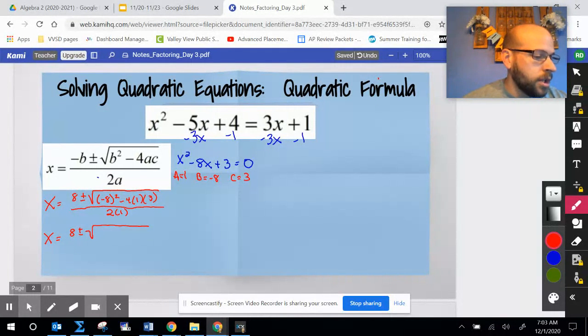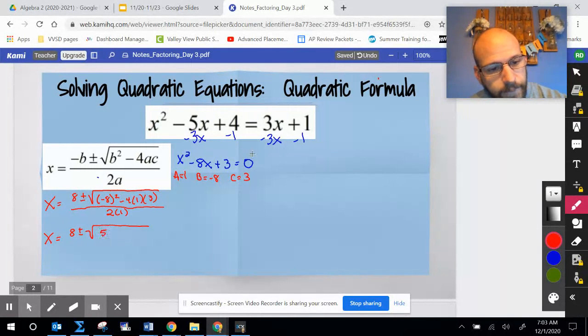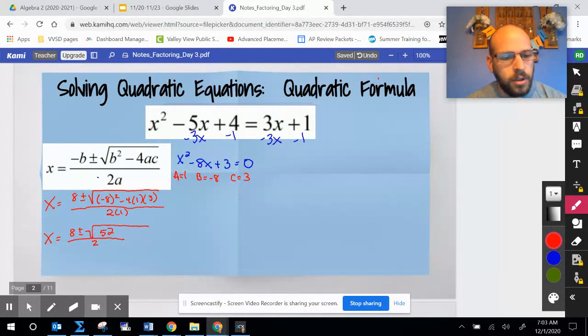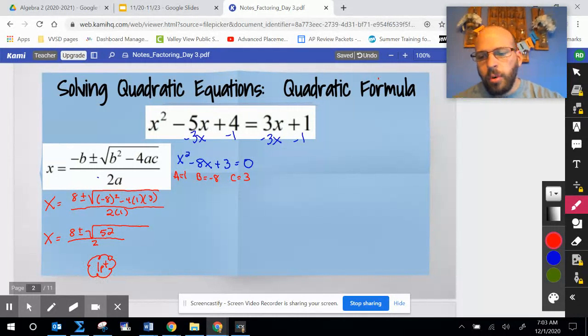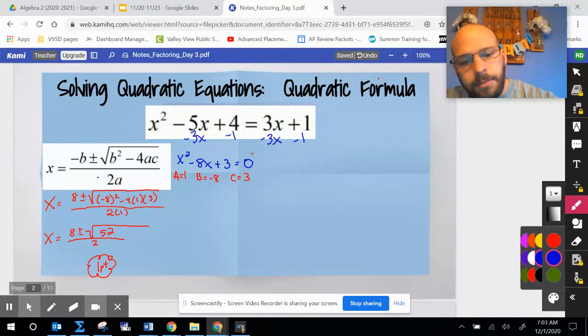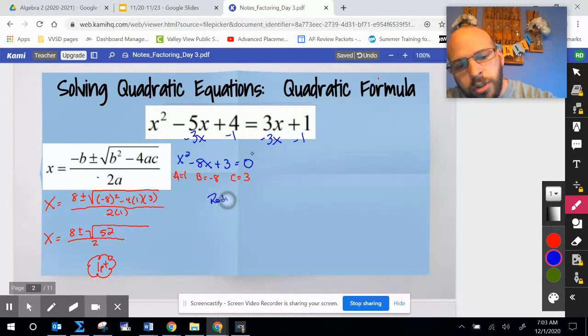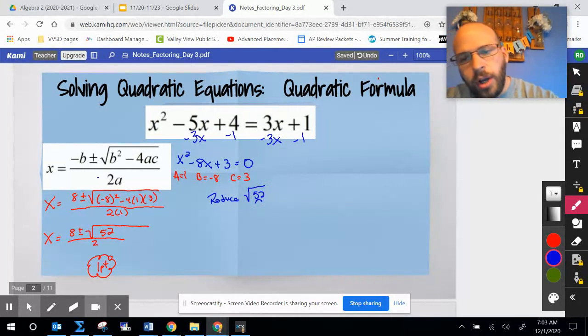And if I do that, I get something like the square root of 52 all over 2. So if you get to this point, if you can get to that square root of 52, that is worth a point. Now, the second point is we are going to reduce the square root of 52, or we're going to try to at least.